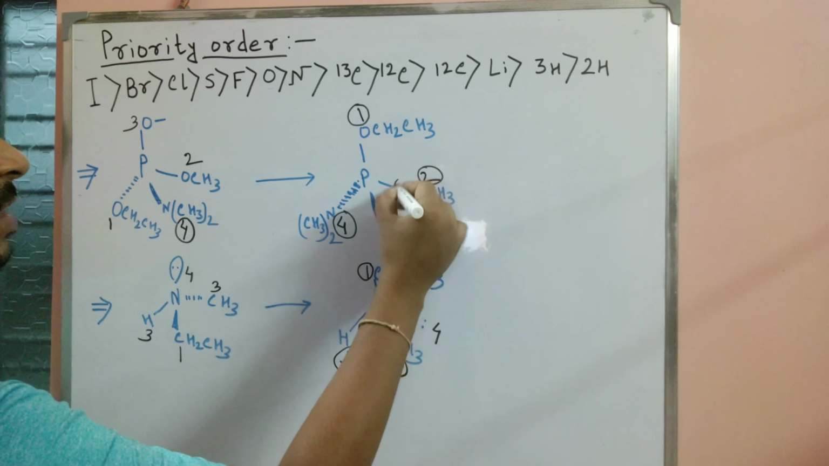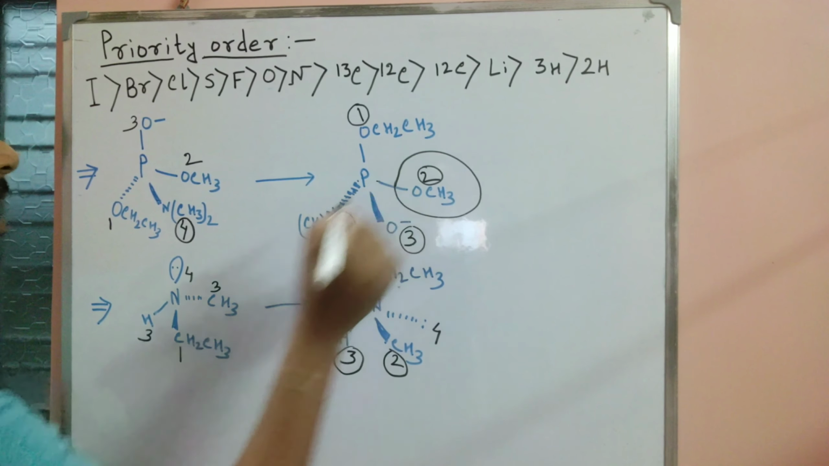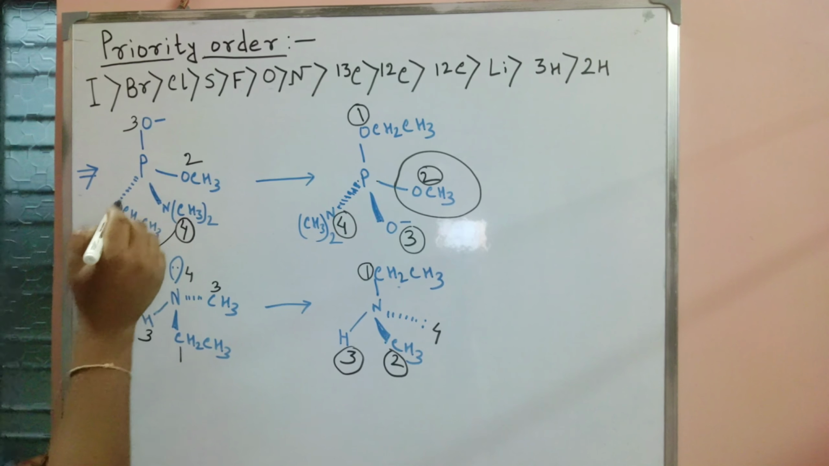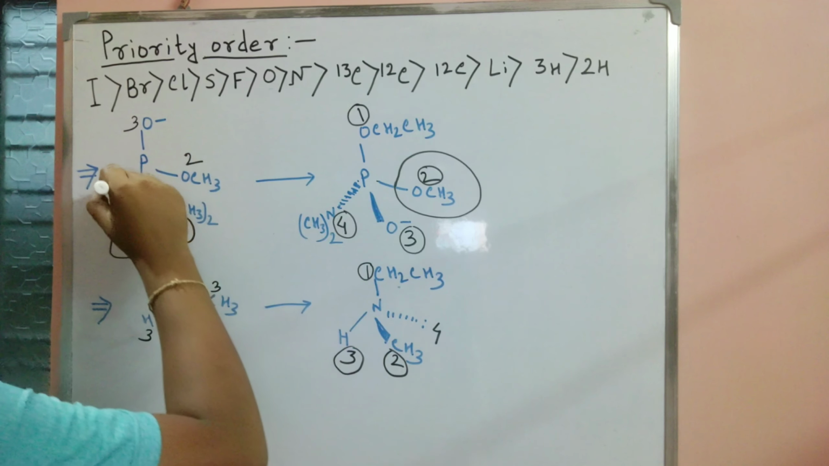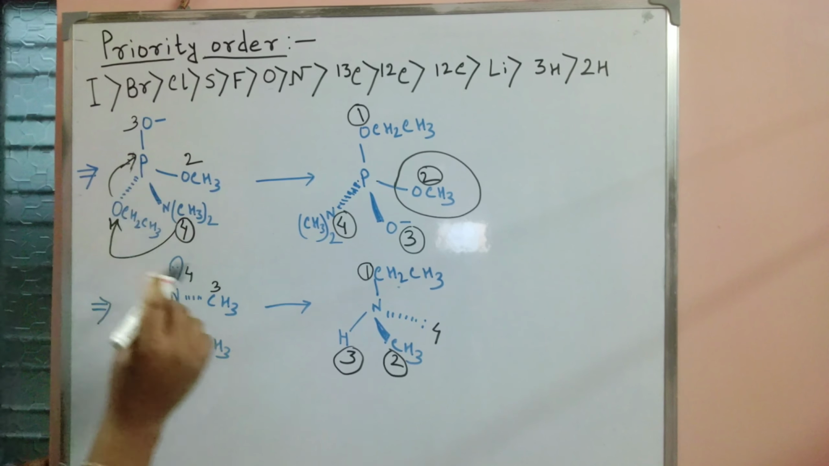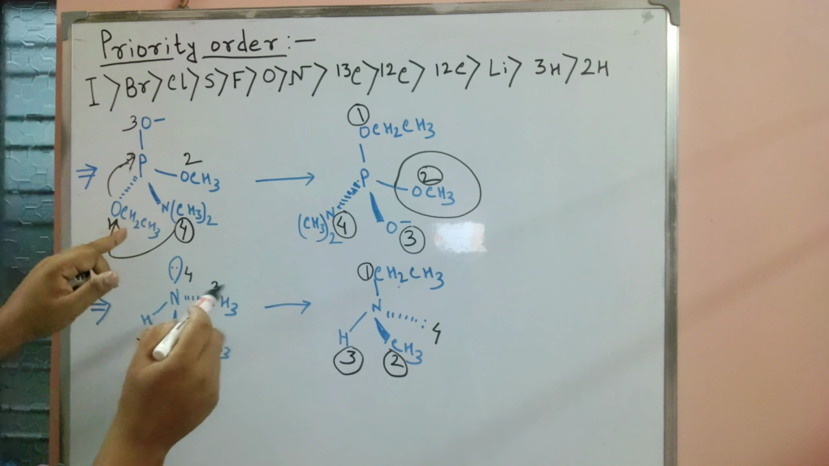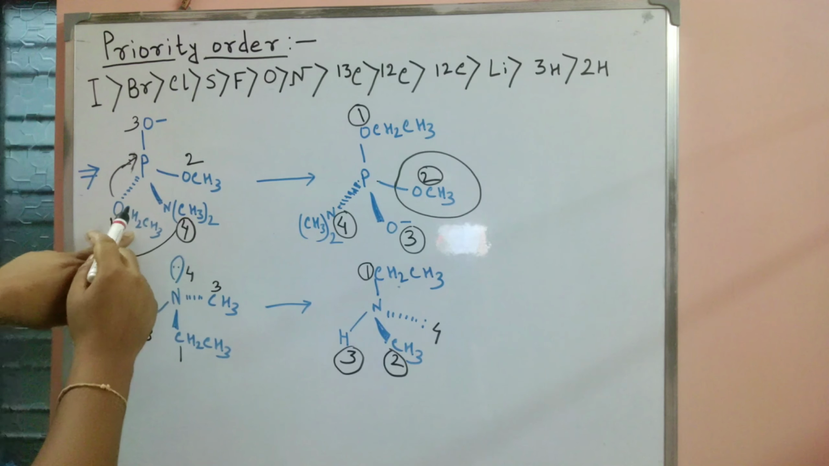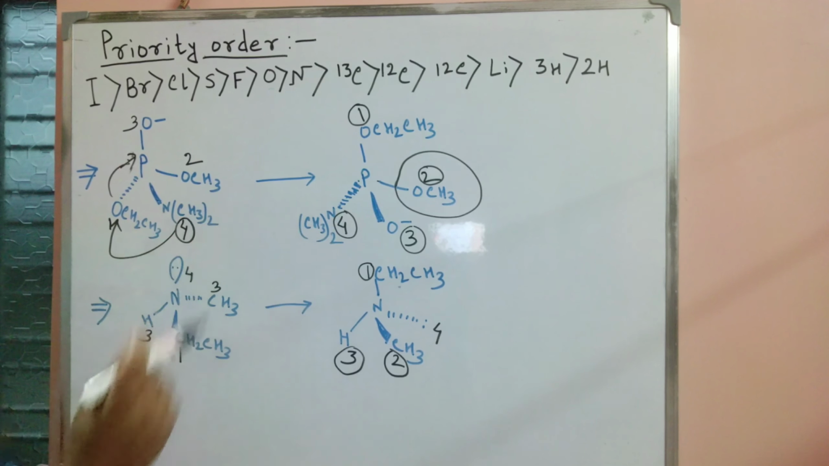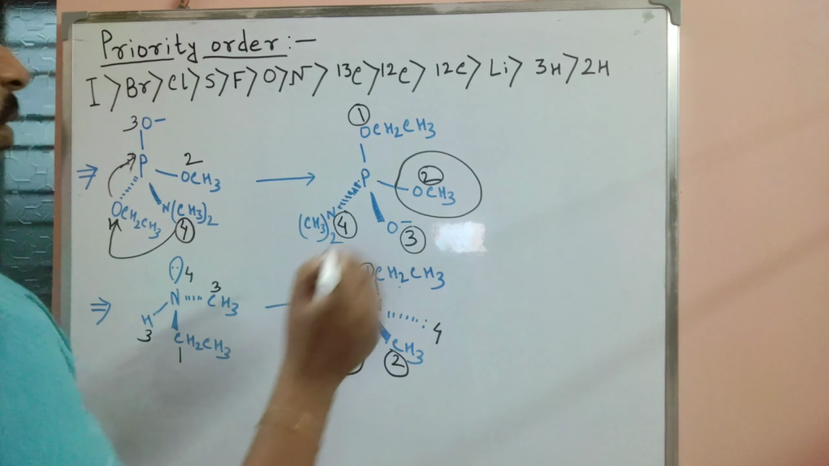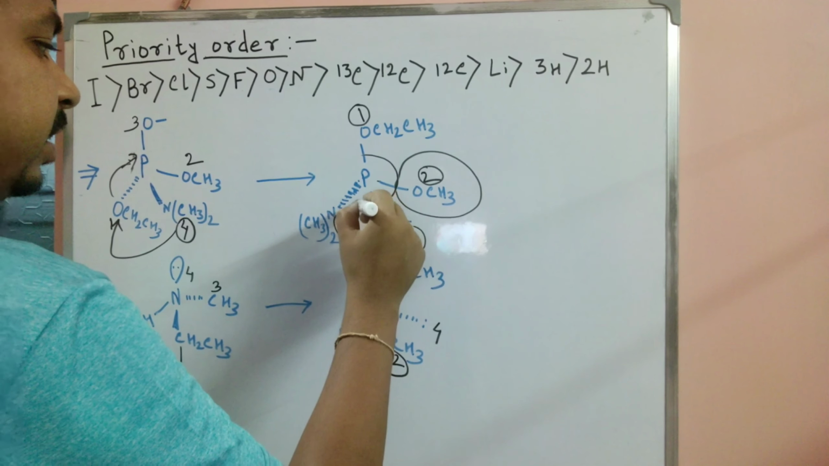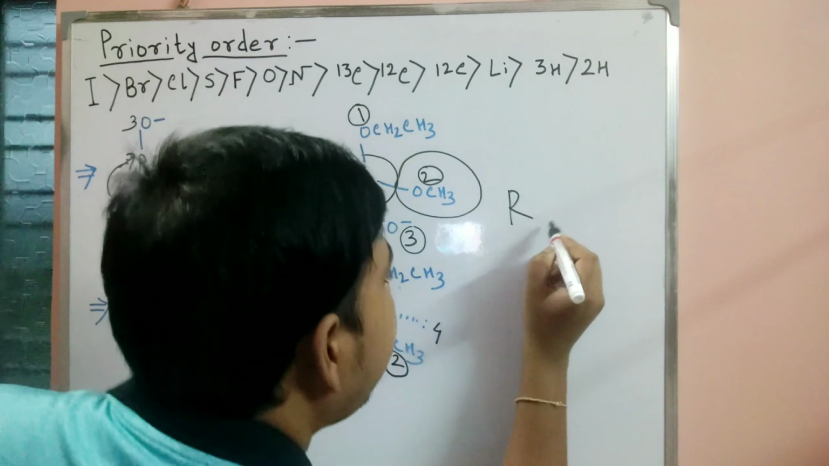So here the OCH3 group remains fixed, and then our NCH3 group rotates to the downside, and this group is on the planar. After exchanging positions, the OCH2CH3 group is upside and this group is downside. So after exchanging the positions, when we consider the priority sequence 1 to 2 to 3, this one is R configuration, R.